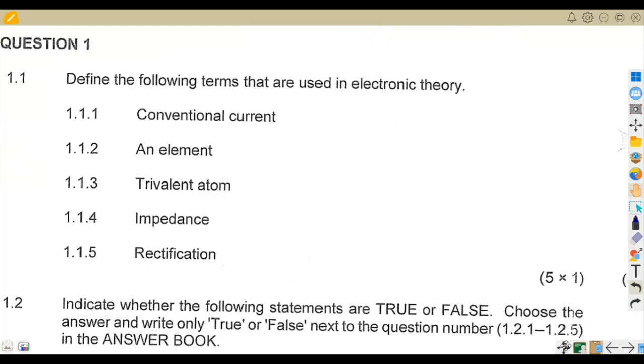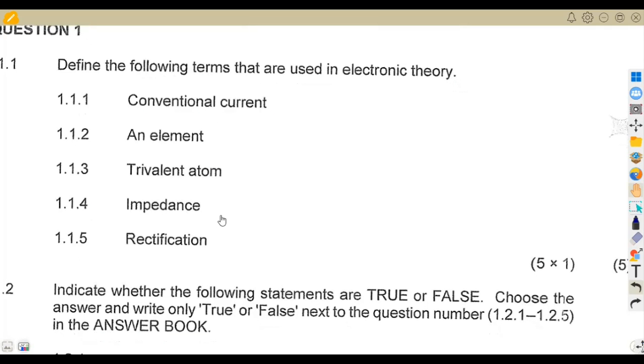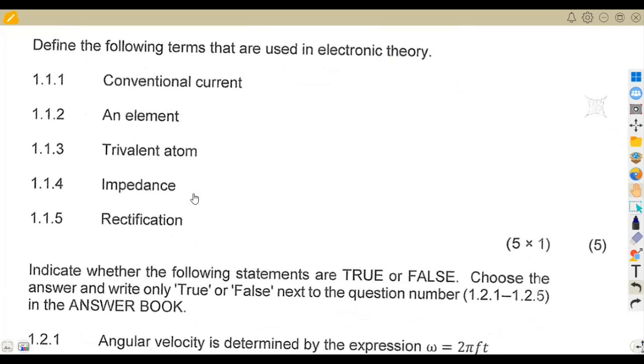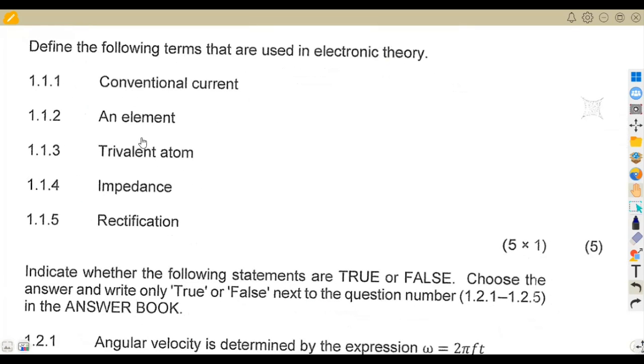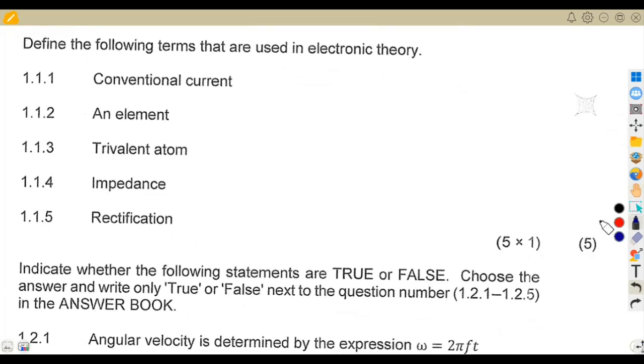So we are having the first question, that is question number 1, where we are given 1.1 to define the following terms that are used in electronic theory. So that is in electronic theory, how do we apply these terms? All right, how do we apply the terms that we are given? The first one, we are given the conventional current in this case.